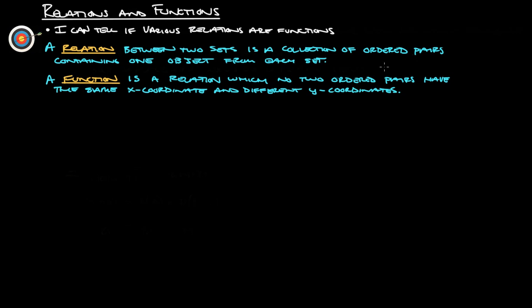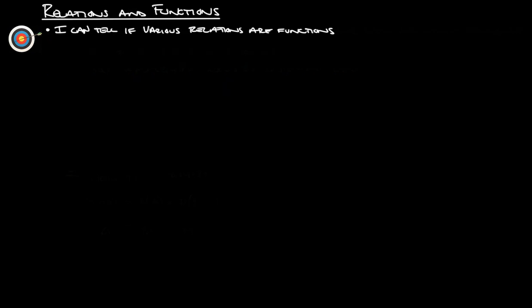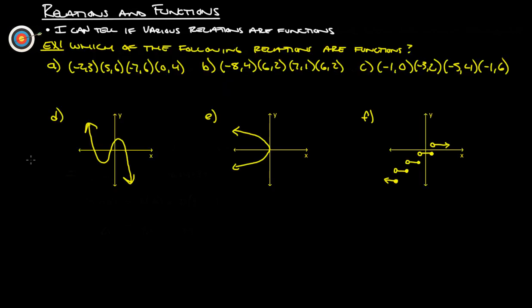A function is a relation in which no two ordered pairs have the same x-coordinate and different y coordinates. Okay, so the same x cannot have two different y's. The easiest way to figure out what these things are talking about is taking a look at an example, I think. Which of the following relations are functions? So here are the relations, and which ones of these are functions?